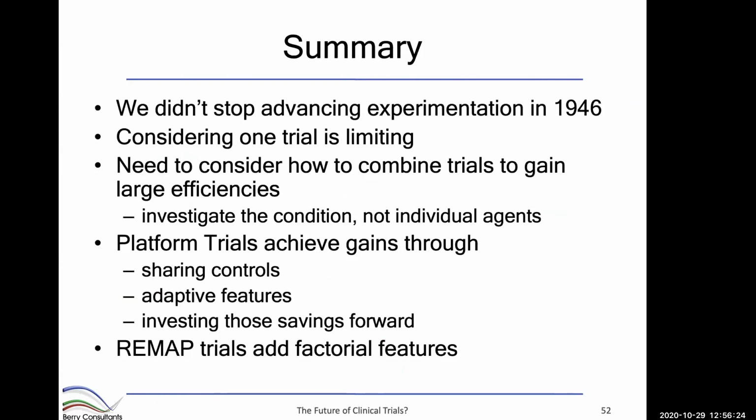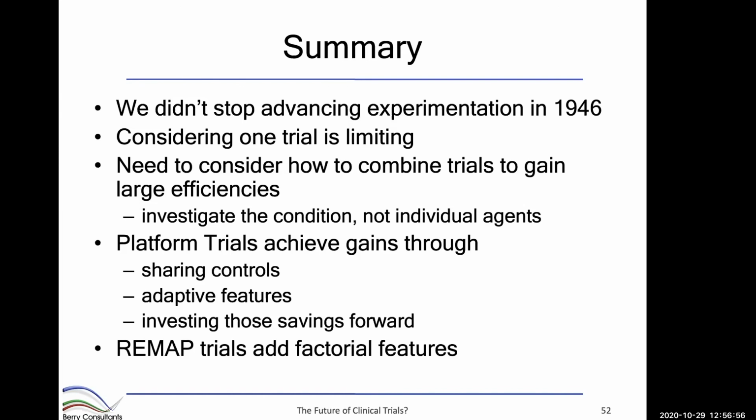So anyway, summary here. We certainly did not stop advancing experimentation in 1946. Obviously, tons of people are doing research in this, and I'm only talking about one of them. But the main point I want to make is that considering only one trial is fairly limiting. We need to consider ways we're going to search through the broad number of agents. And so really we're investigating the condition.